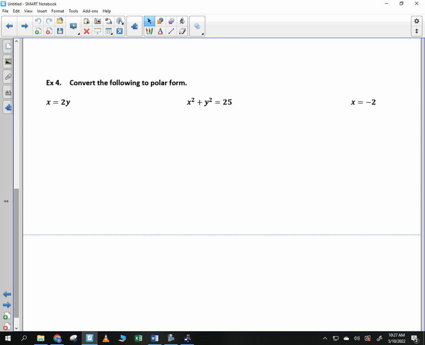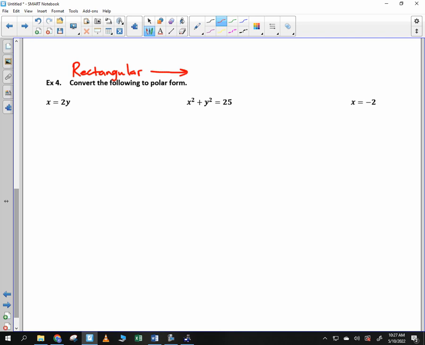So right now, these are rectangular graphs. And they're rectangular in that they have x, y. What we want to turn them into is polar graphs, where they have r and theta. Okay?